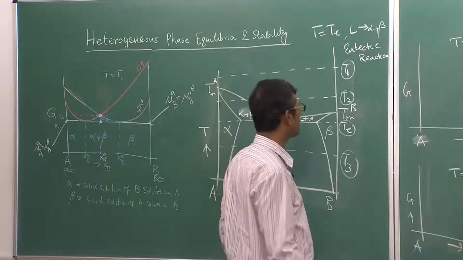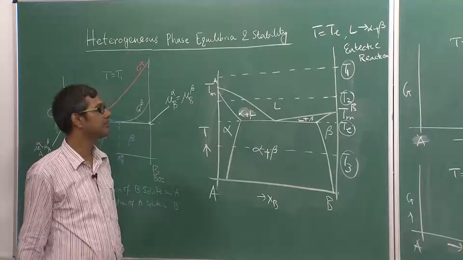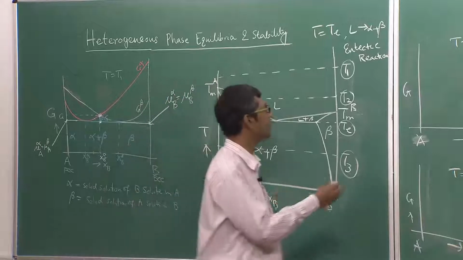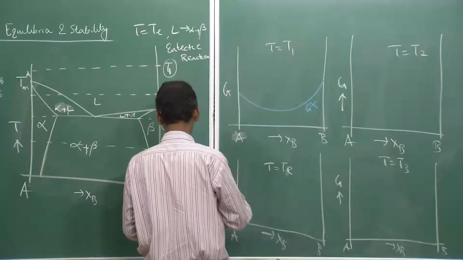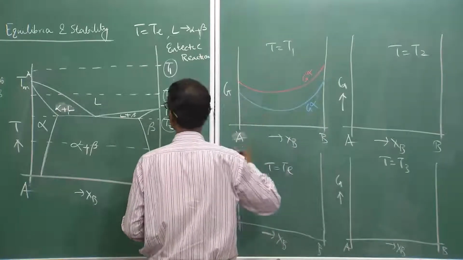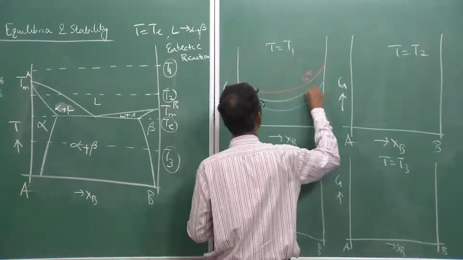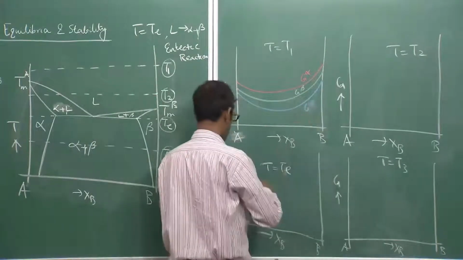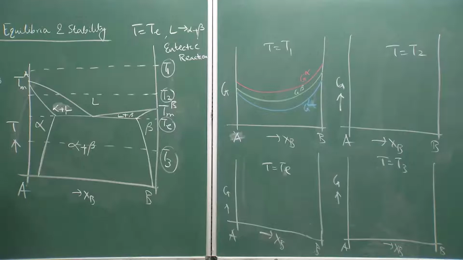So let us now draw the free energy composition diagram. You can see there are three phases here: liquid, alpha and beta. So I must have three plots at each of these temperatures. First at T1, liquid is stable, so it is very easy. This is liquid, and I draw alpha and then beta. At all compositions, the liquid free energy curve is at a lower position, therefore it is more stable.